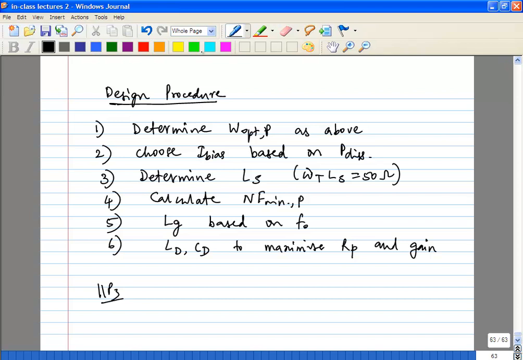Yes. So normally, if you go to a differential topology, did I have a homework problem on this? No, right? What you'll find is that if you go to a differential topology, it actually gives you better linearity, but the noise figure is the same.